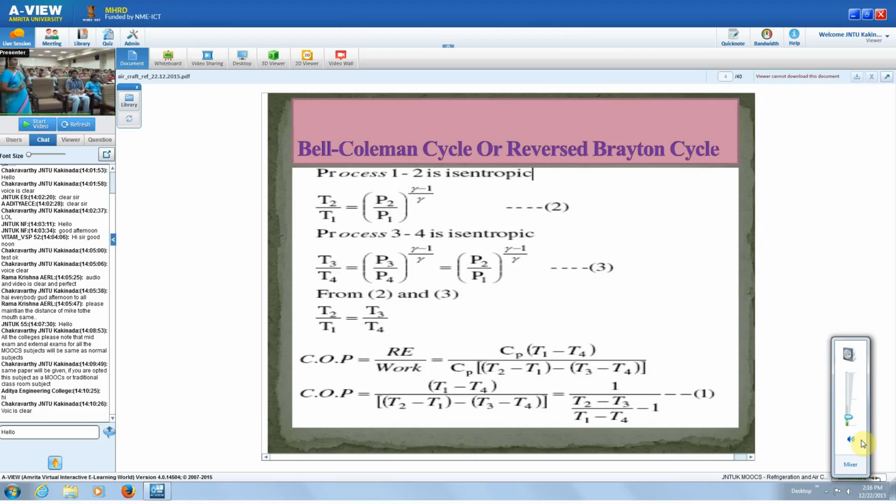So from equations 2 and 3, T2 by T1 is the same as T3 by T4, because the only two pressures maintained are P2 and P1. So we can write COP as Cp into (T1 minus T4) by Cp into (T2 minus T1) minus (T3 minus T4). If you write this in terms of 1 by ((T2 minus T3) by (T1 minus T4)) minus 1.